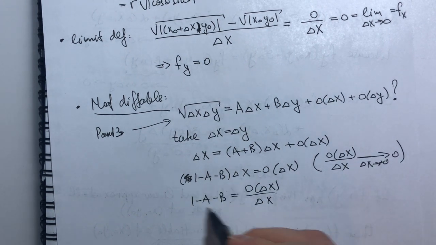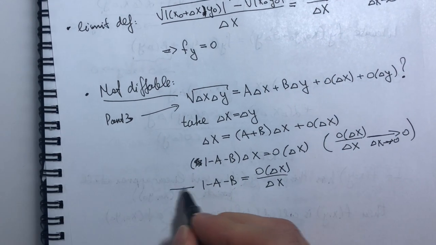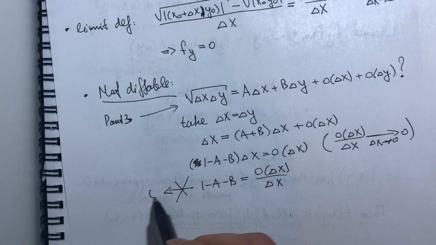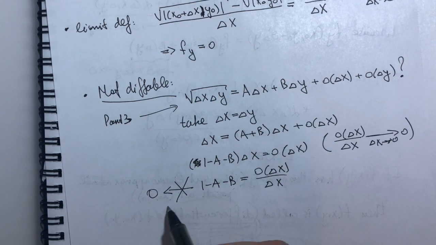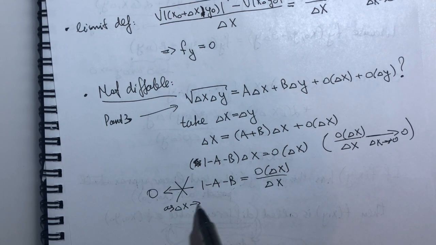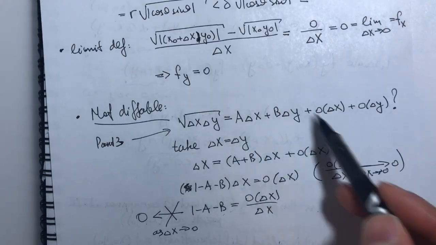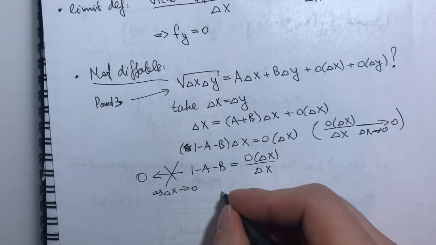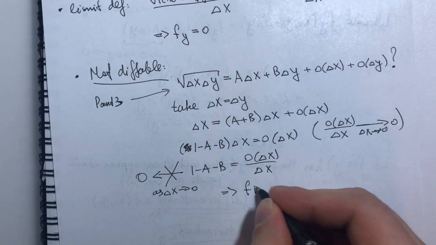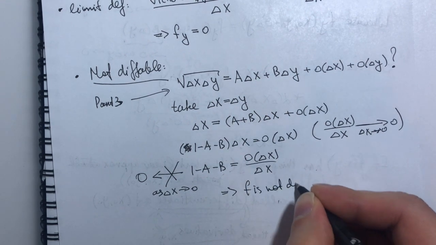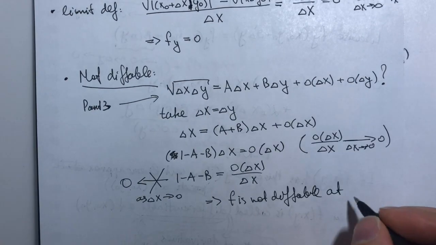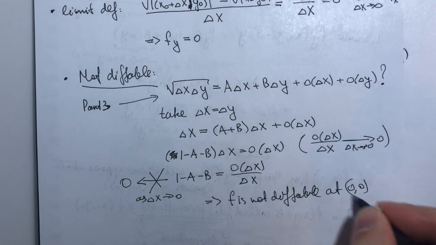And this is a constant. So this does not tend to 0 as delta x tends to 0. So this approximation cannot be true. And therefore, f is not differentiable at (0, 0).